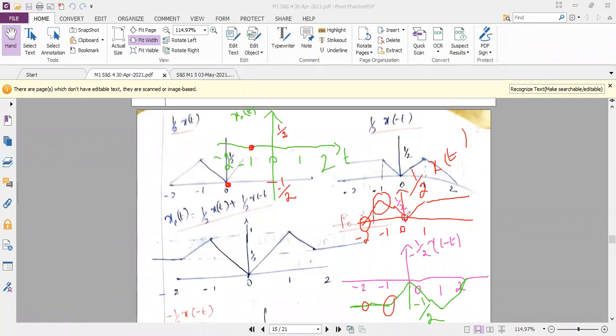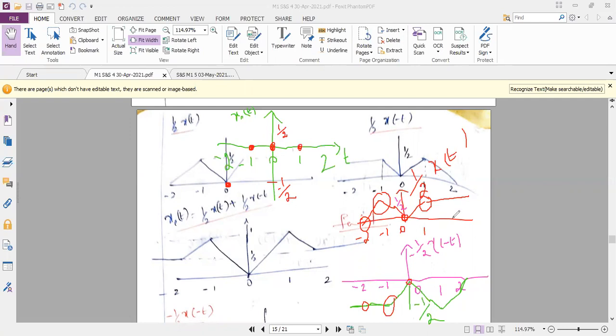So 0 does not influence much because at 0, both the diagrams have 0. So for 0 also I'm just marking 0. And now at 1, on the positive side I'm checking the amplitude. Here it is plus 1 by 2 and here it is minus 1 by 2. Again, my answer is 0.